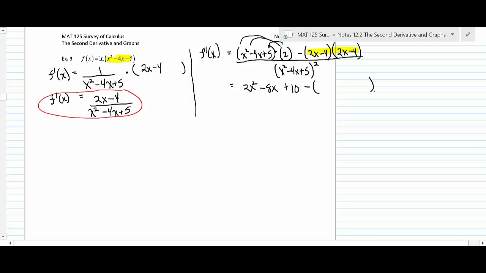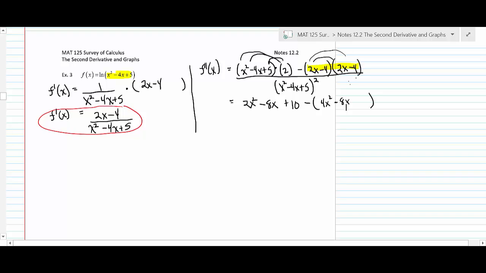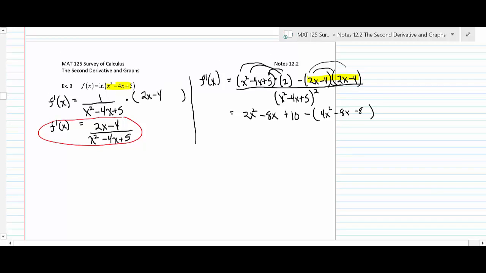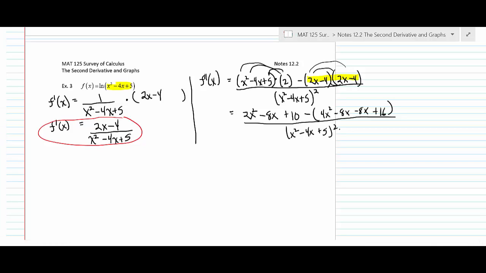So let's FOIL the 2x minus 4, 2x minus 4. You can go ahead and start that. The first term is 4x to the second. The outside term is minus 8x. The inside term is another minus 8x. And the last term is 4 times 4, which is positive 16. Then I'm going to write that over the bottom squared again. Don't forget about that. Then we're just going to put together like terms. Right now I'm just going to distribute the negative through like that.